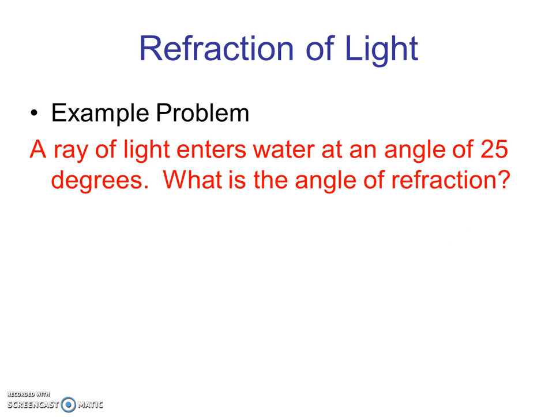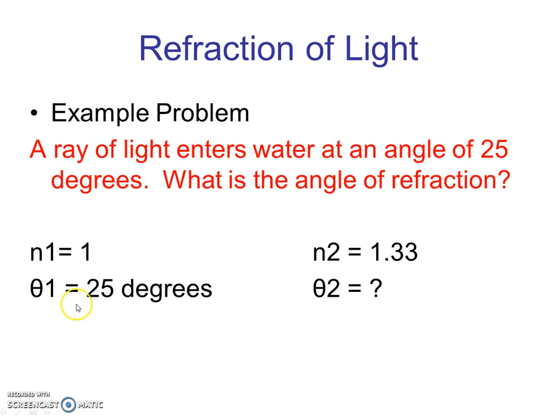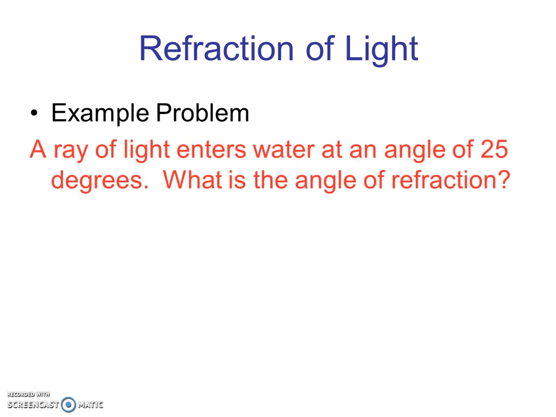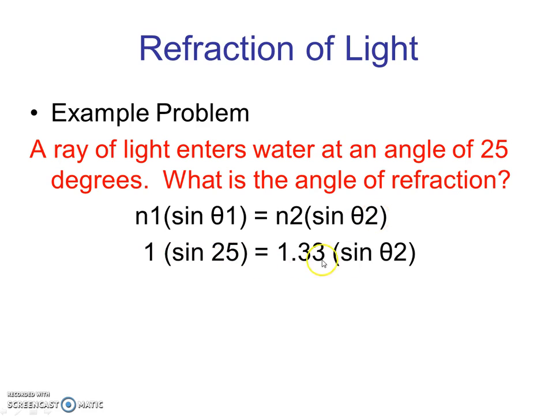So now let's take a look at an example problem. A ray of light enters the water at an angle of 25 degrees. What's the angle of refraction? So again, we can assume it starts in air and then is going to go into water. So step 1, list what you're given. n1 is 1, theta 1 is 25 degrees, n2 is 1.33, calculate theta 2. So write out your equation, substitute underneath, now plug and chug. Make sure that you can get these numbers on your calculator.